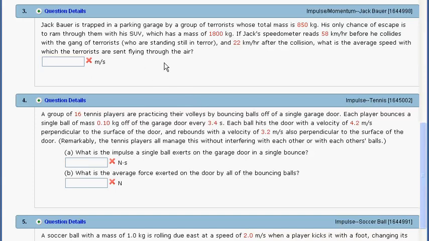All right, let's move on to problem three, which is a class favorite. This is Jack Bauer trapped in a parking garage by some terrorists. You have the total mass of the terrorist, the mass of Jack. His speedometer reads such and such before he collides with the terrorist. Well, he has to run through the terrorists, okay? Speedometer reads such and such before and such after, and the terrorists are standing still in terror before. So what's the average speed that the terrorists go flying through the air afterwards?